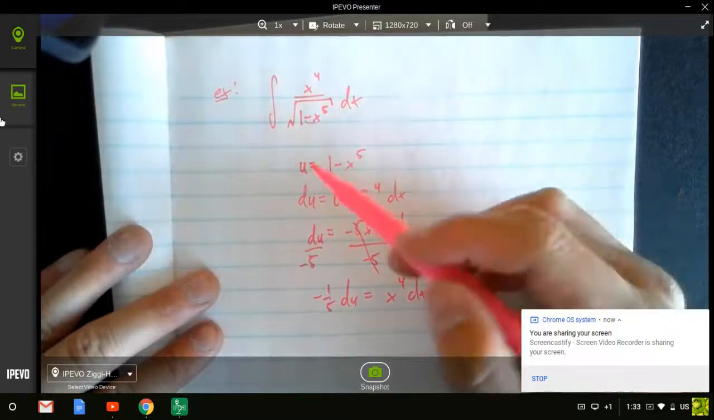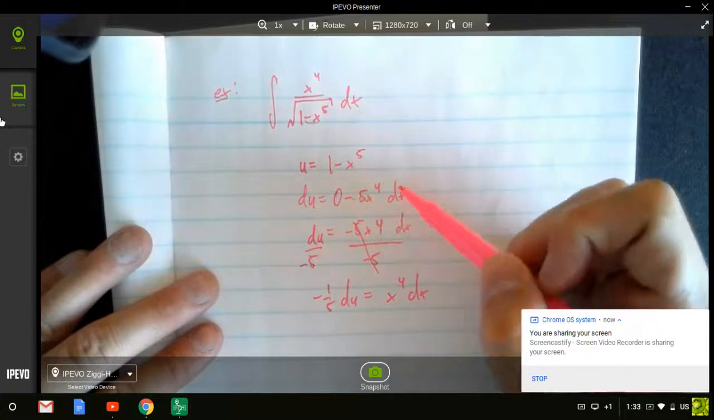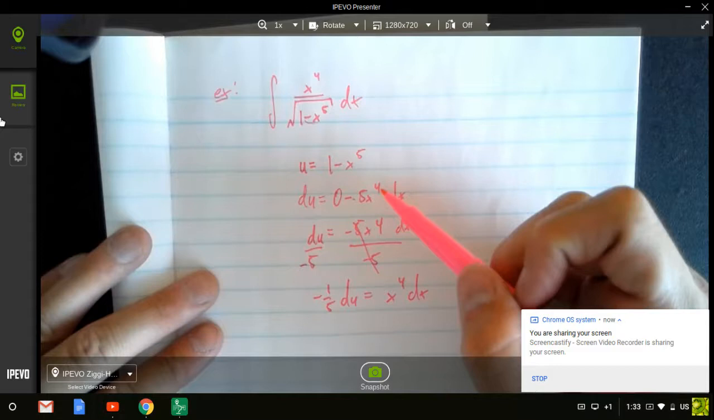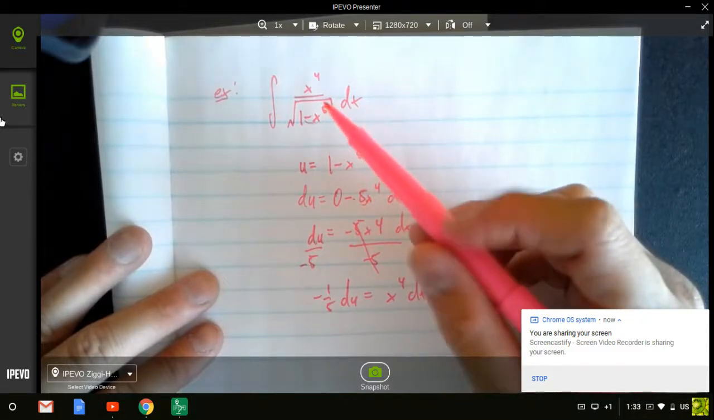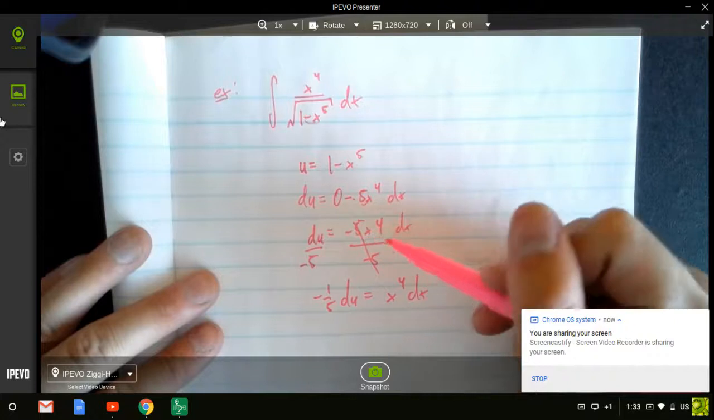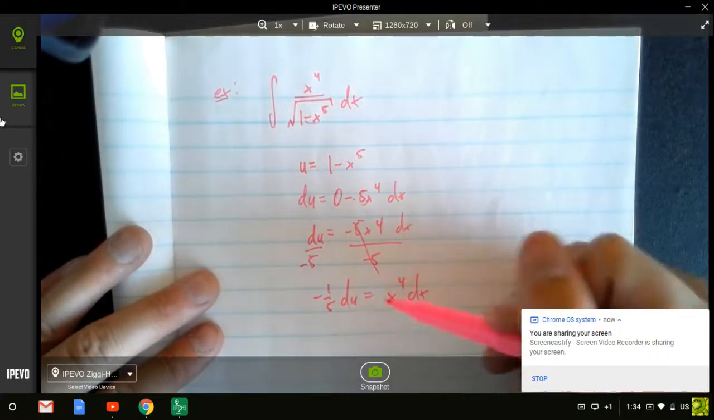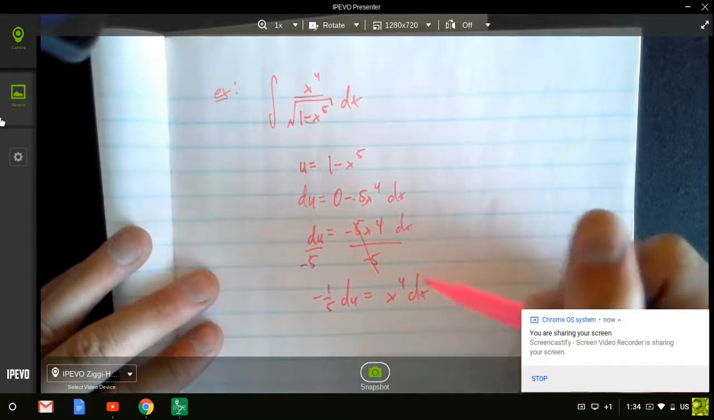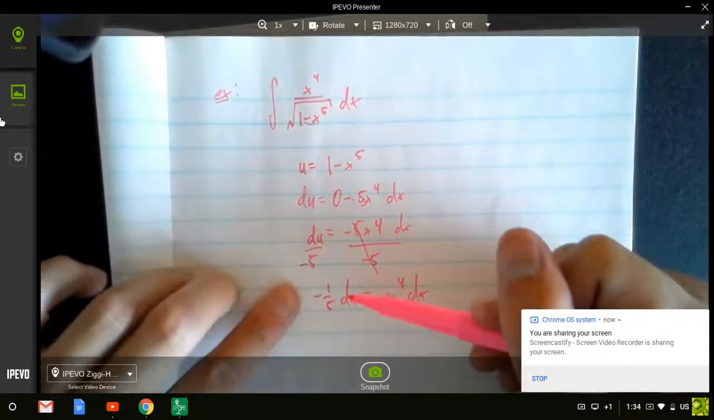So we took the derivative of u and got negative 5x to the fourth. Again, we have x to the fourth and dx up here, but we didn't originally have a negative 5. So we divide both sides by negative 5, and now you're left with negative 1/5 du is equal to x to the fourth dx. What this means is in place of x to the fourth dx, we're going to replace it with not just du, but this negative 1/5.